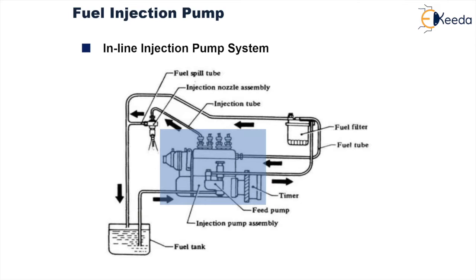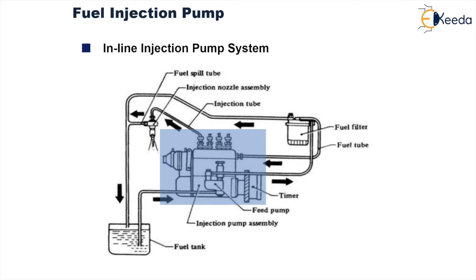Now the fuel injection pump, the diagram again shows what are the different components. The very basic component which will supply the fuel is the injection nozzle. The fuel is supplied to this injection nozzle from the injection pump assembly. In the injection pump assembly, you will have a feed pump which will suck the fuel from the fuel tank and supply it to the injection nozzle.